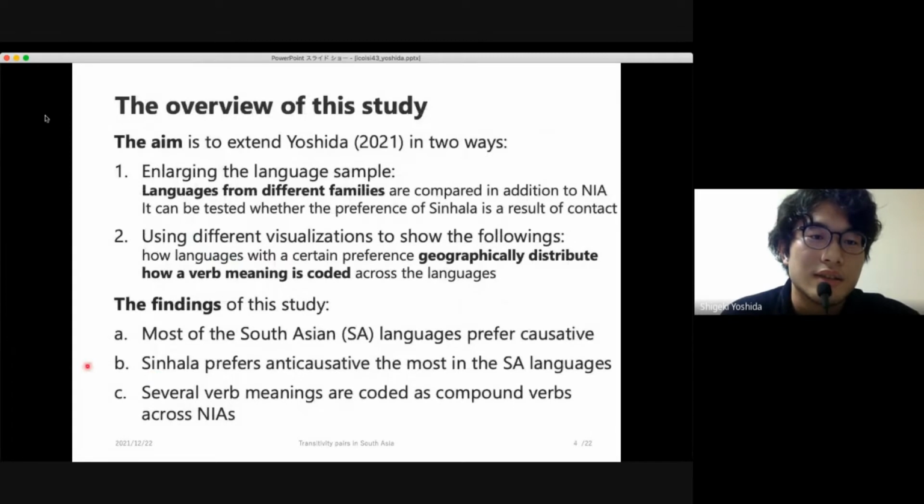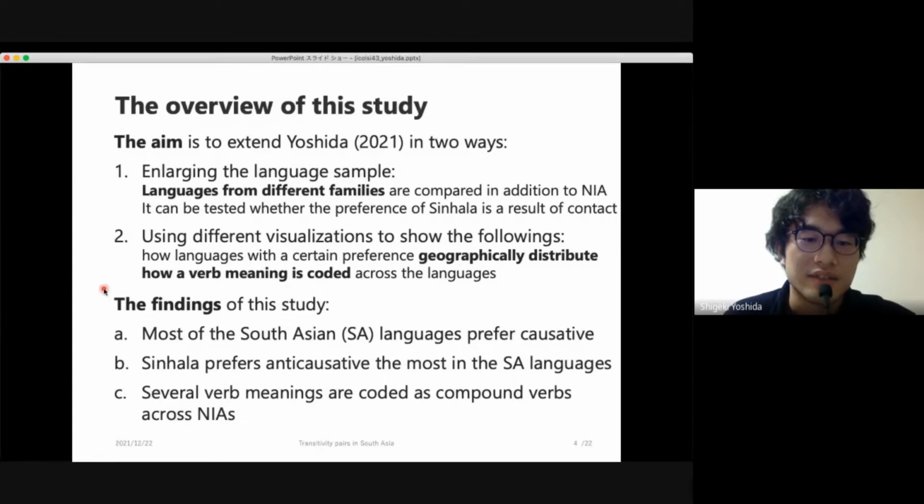Okay. Then the aim of this study is to extend Yoshida 2021 in 2 ways. First, I enlarge the language sample. In this study, languages from different families in South Asia are compared in addition to New Indian languages. So it can be tested whether the preference of Sinhala is a result of language contact with Tamil or other languages from different families. Second, I use different visualizations to show how languages with a certain preference geographically distribute and how a verb meaning is coded across the languages.